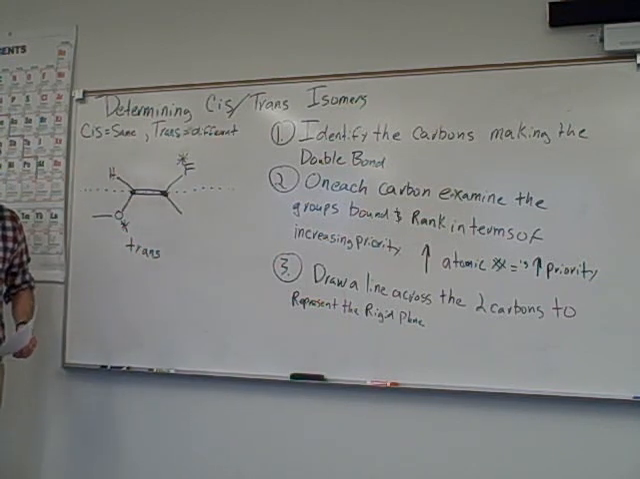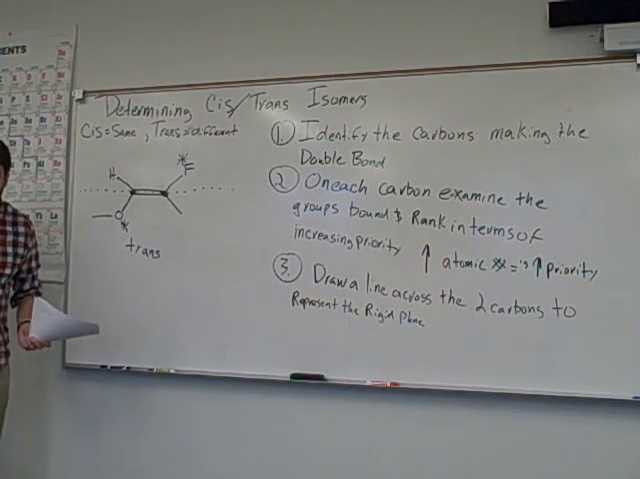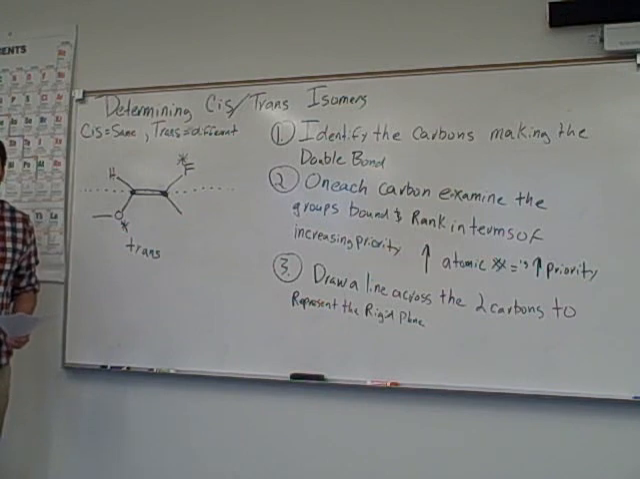Using these 3 steps, we'll be able to tell the difference between cis and trans geometric isomers no matter the different substituents that are on our alkene. And in the next video, we're going to practice this with a little bit more complex groups coming off of our alkene. Okay, stay tuned.